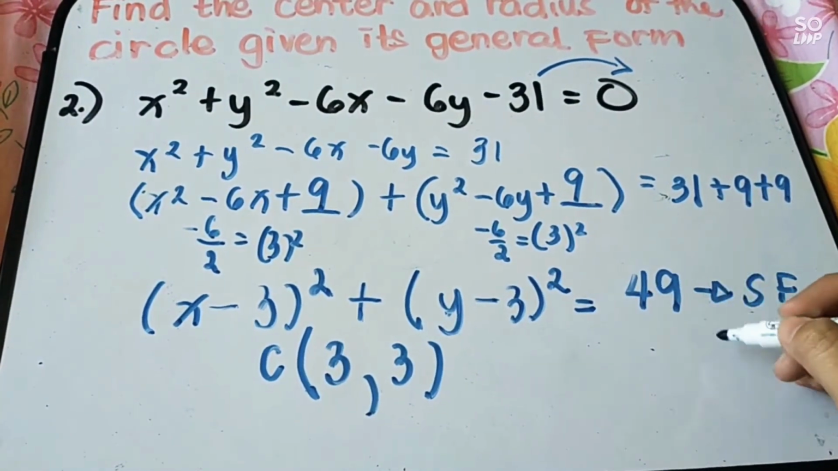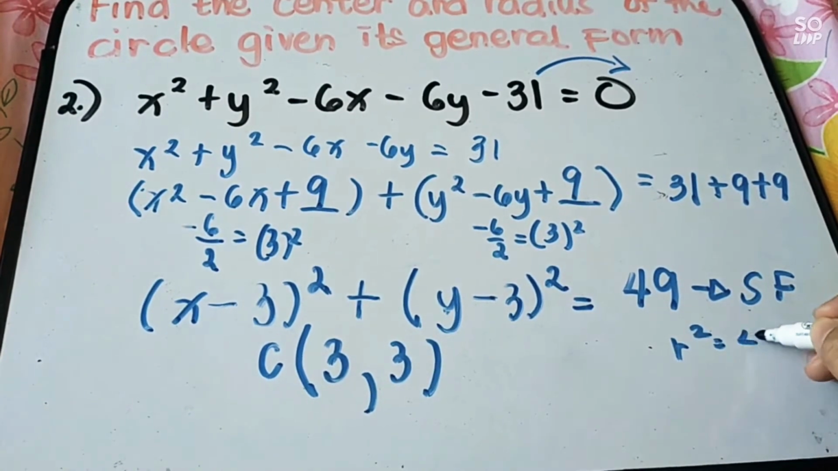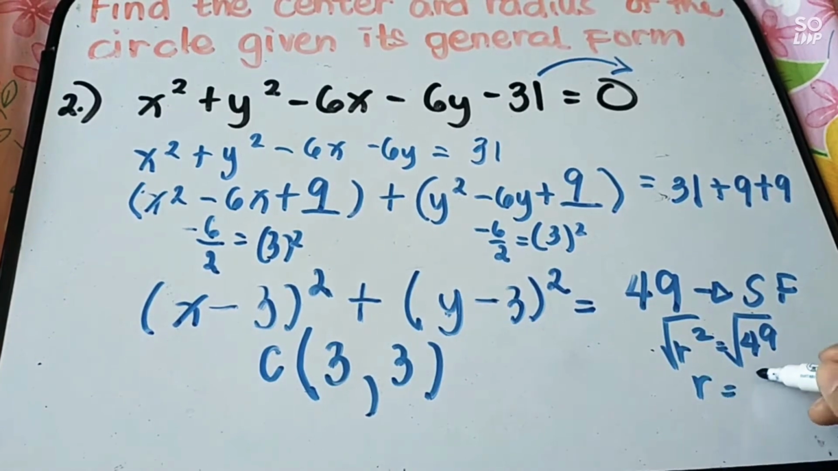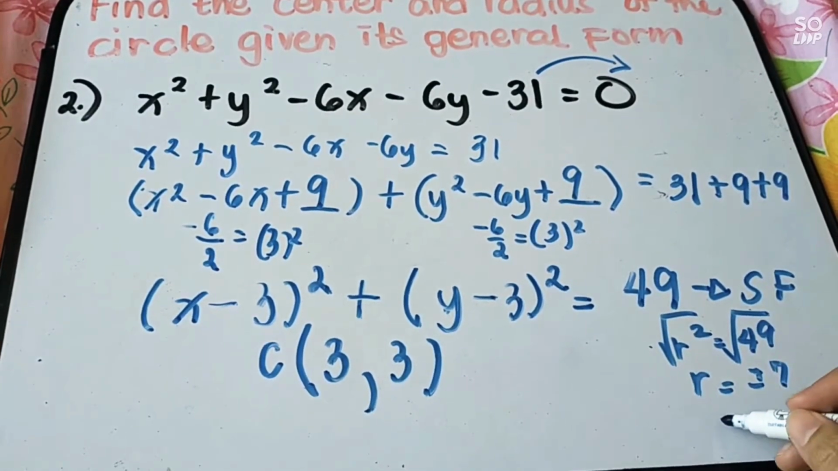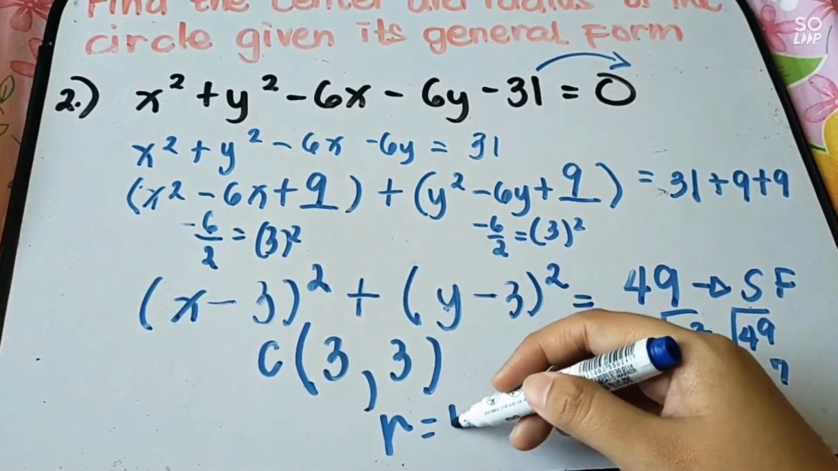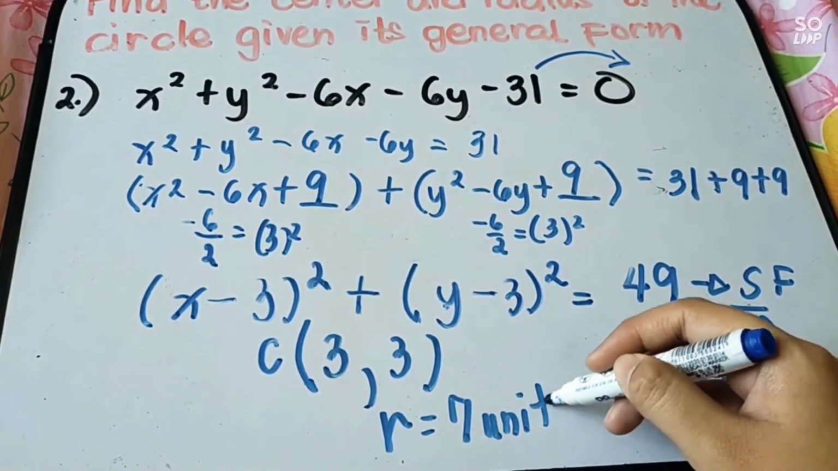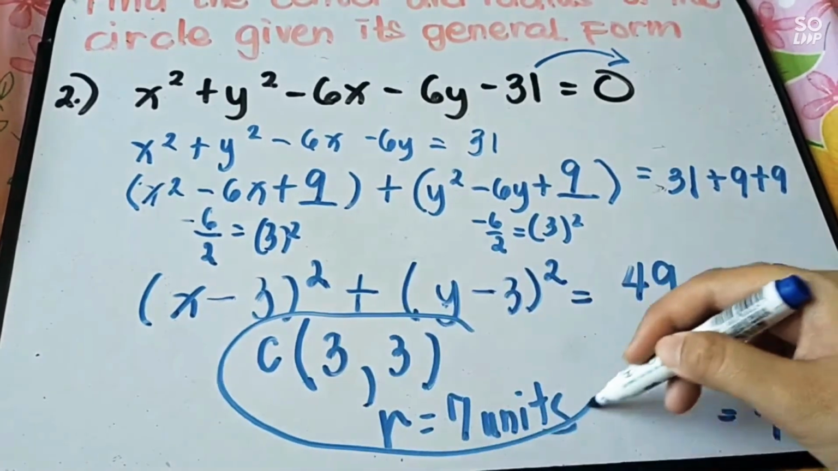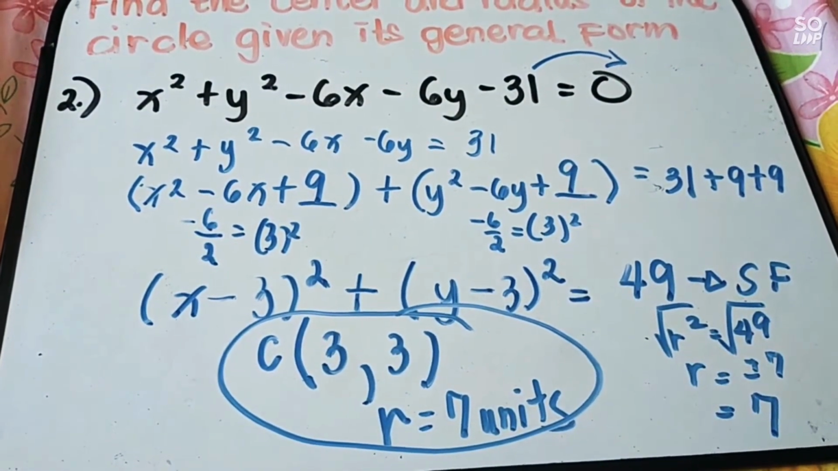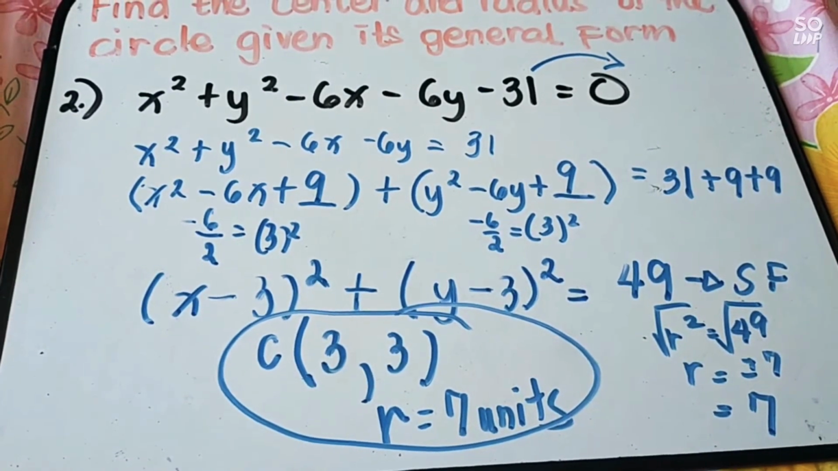What is your R? This one is R squared equals to 49. Square root both sides. We have R is equals to positive and negative 7. Always, the answer should be positive. So, therefore, ang R mo is 7 units. Yan na yung sagot mo. You have now your center and the radius. Let's have another example. Saglit lang pala.